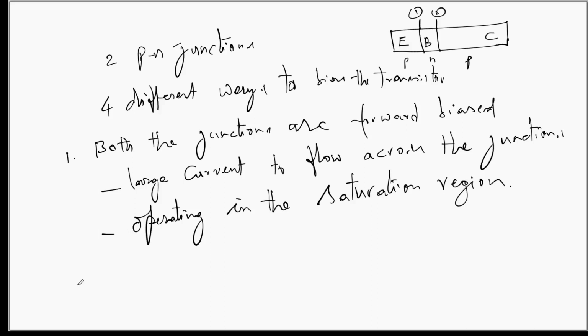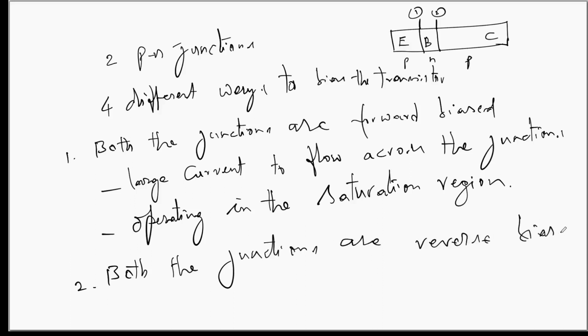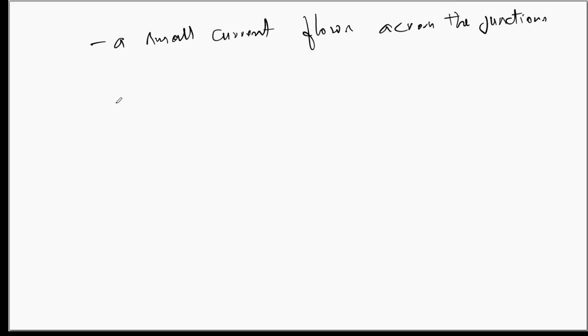The second possibility is both the junctions are reverse biased. When both the junctions are reverse biased, a small current flows across the junctions. When a small current flows across the junctions, then this transistor is said to be operating in the cutoff region.